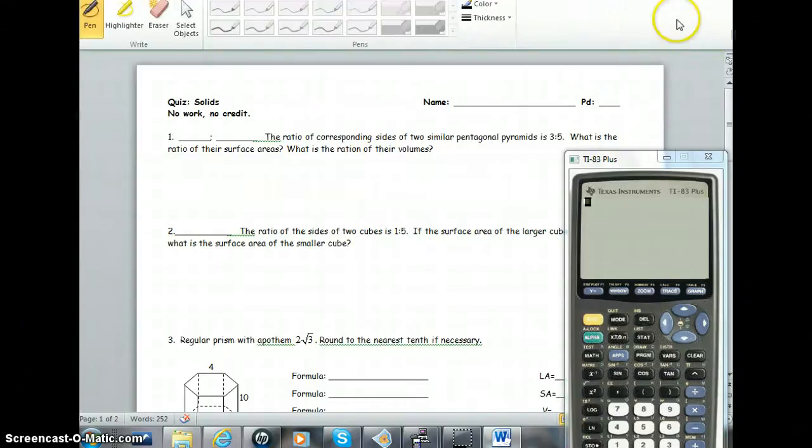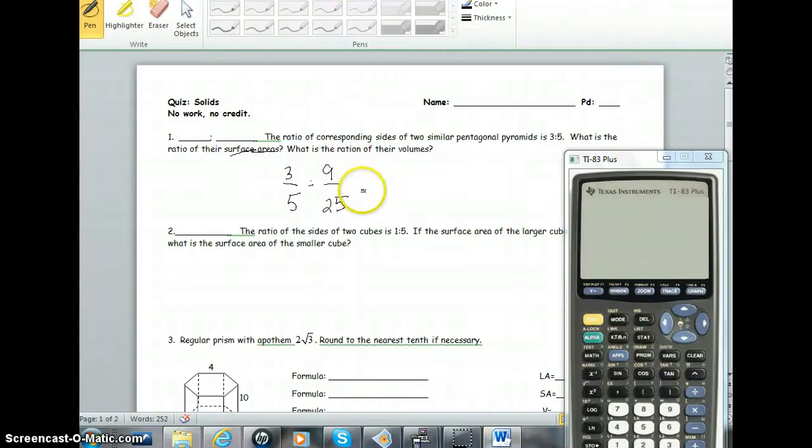And let's see here. Surface area. So what do we say about area? Area is always squared. So if you have 3 to 5, the simple answer is when you have area squared, you would just square the 3 and make that 9 over 25. That is the ratio squared.